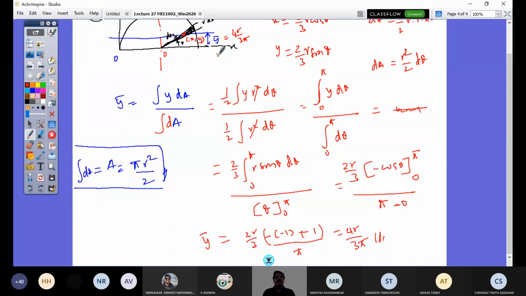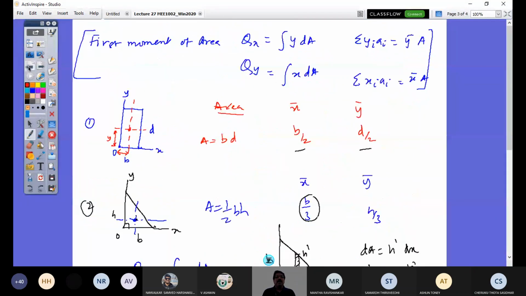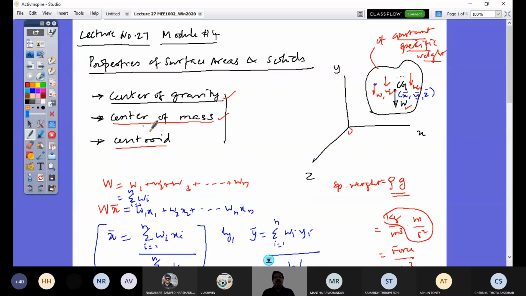This is what we looked at in the last class, lecture number 27. We started with understanding these terms: center of gravity, center of mass, and centroid. And this diagram on my right is representing that.